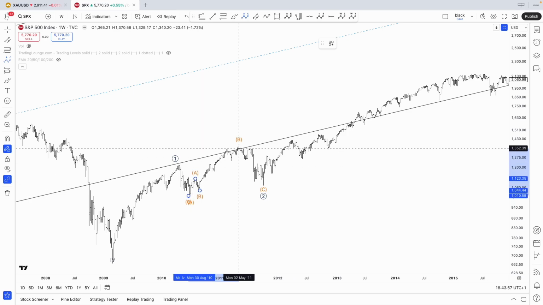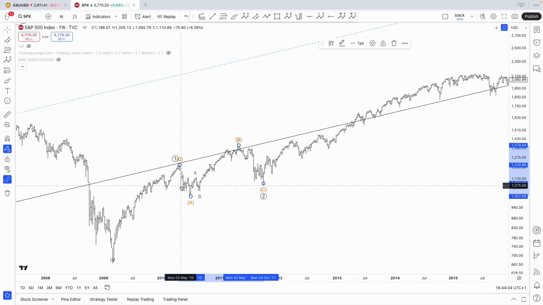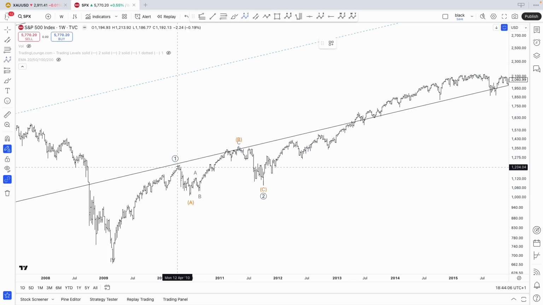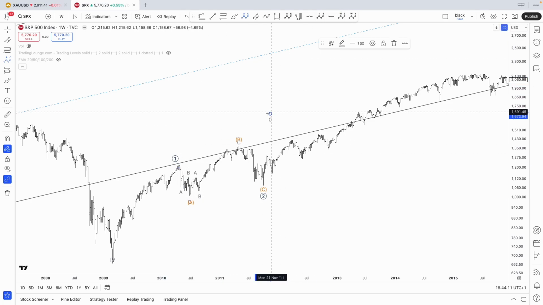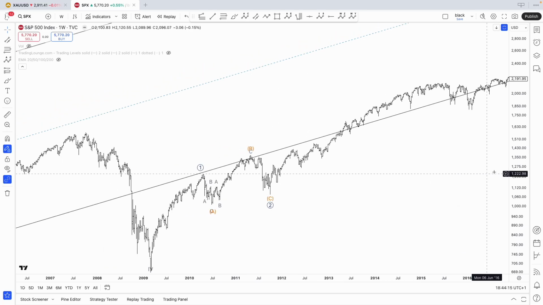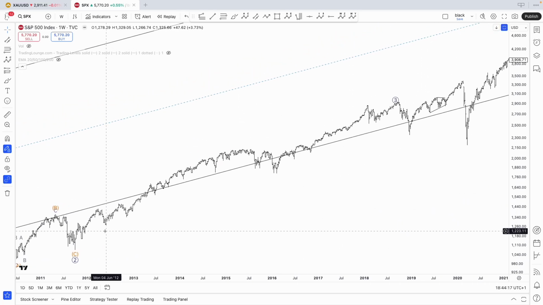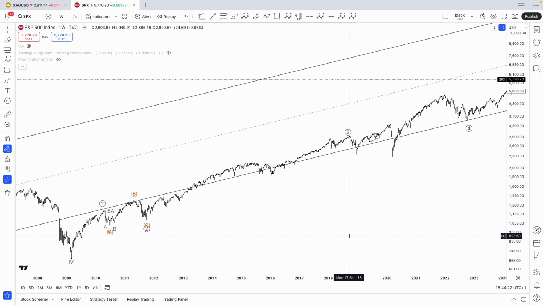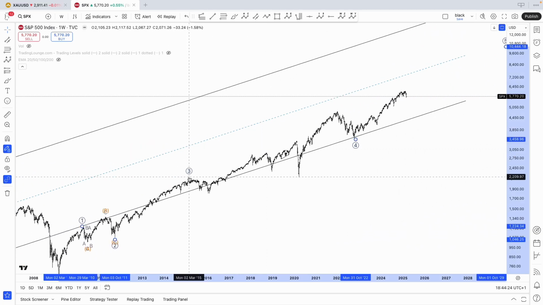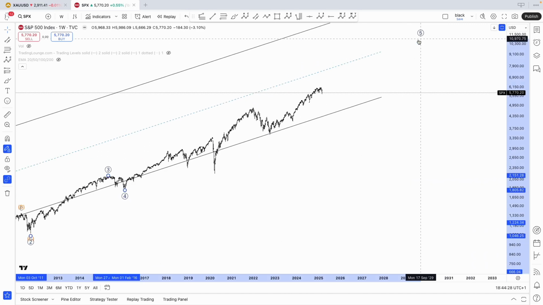A, B, C. A, B, C here. Sorry, A, B, C. 1, 2, 3, 4, 5 here. Okay, for C, perfect. So 1, 2, 3, 4, 5 could have been a way 3 and 4. So I guess one way to look at it is this. So 1, 2, 3, 4, 5.